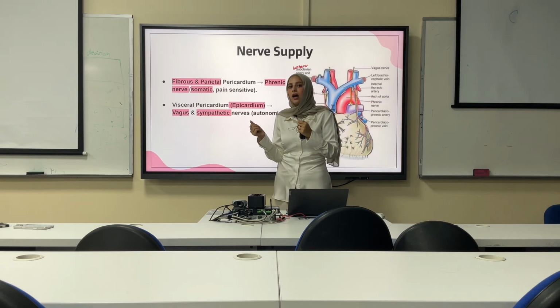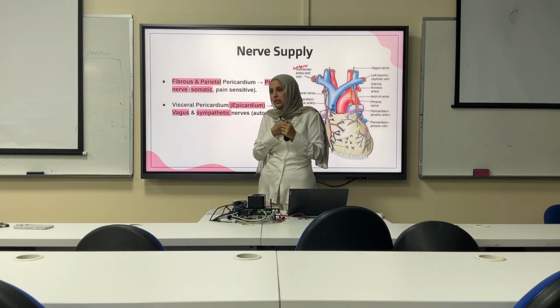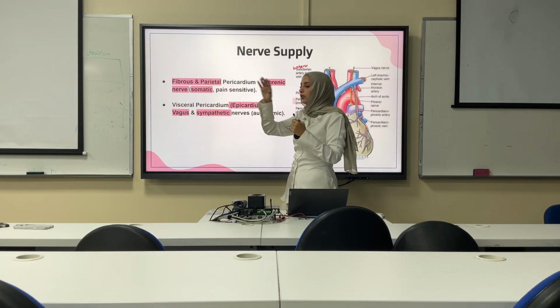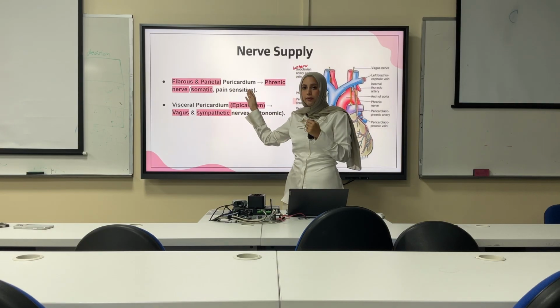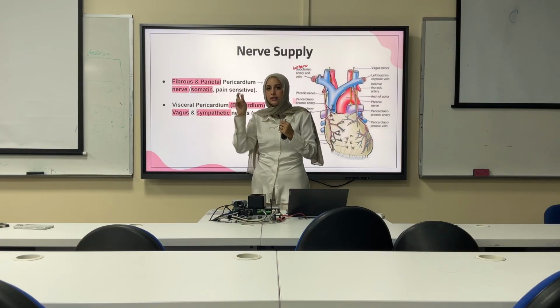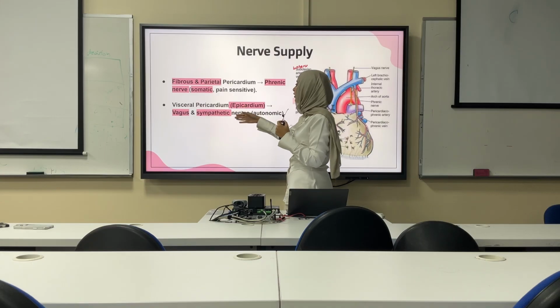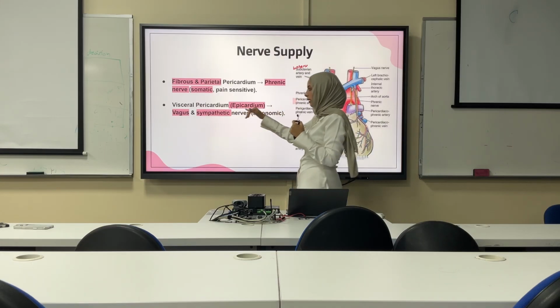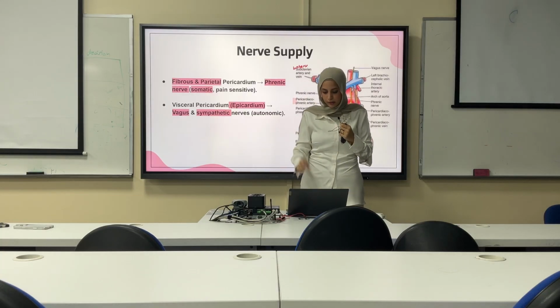So basically, how does that help you recognize things? If the patient has heart pain, it's possibly coming from the outer surface, from the fibrous and the parietal pericardium, because it's supplied by the phrenic nerve, which gives somatic, pain-sensitive innervation. But the visceral pericardium or the epicardium has vagus or sympathetic nerves, autonomic, so that's why it doesn't feel pain.